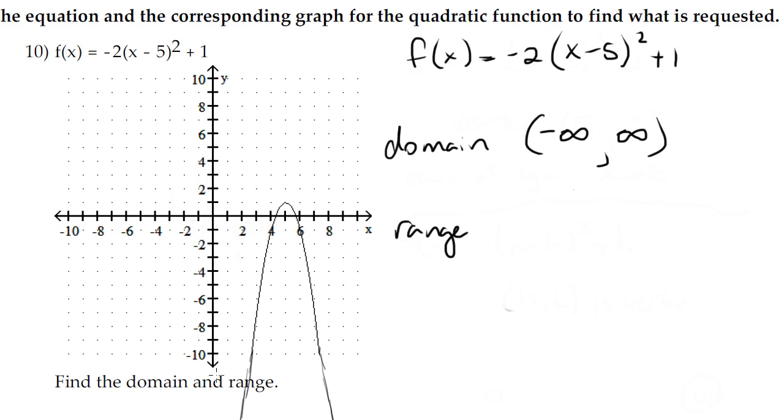Now for the range, we're talking about y values, these here. It's clearly defined going down forever. So from negative infinity, it's defined all the way up. Negative 10, negative 9, negative 8, negative 7, negative 6, negative 5, 4, 3, 2. It's defined at negative 1. It's defined at 0. It's defined at 1.